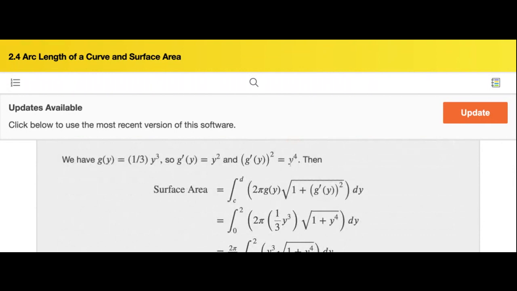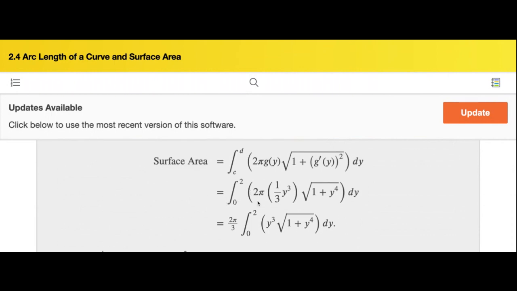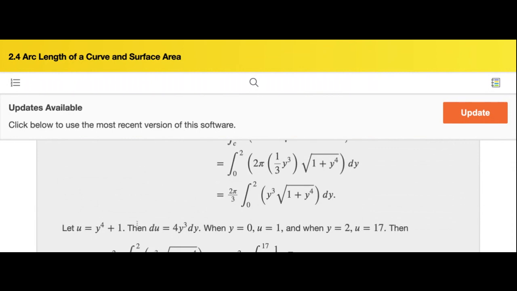We square that to get y raised to the 4. So the surface area is the integral from 0 to 2 of 2 pi g of y. g of y is 1/3 of y cubed, times the square root of 1 plus y to the 4th power. Then we can use u substitution. So let u be y raised to the 4 plus 1. Then du equals 4y cubed dy, or y cubed dy equals 1/4 of du.